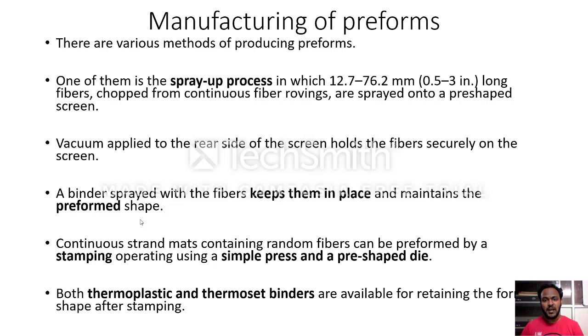So the fiber reinforcement which is used here is the preform. Fibers like glass, carbon, aramid or natural fibers are available. You can use them to convert it into a preform. So preform is the raw material for this preform molding process.